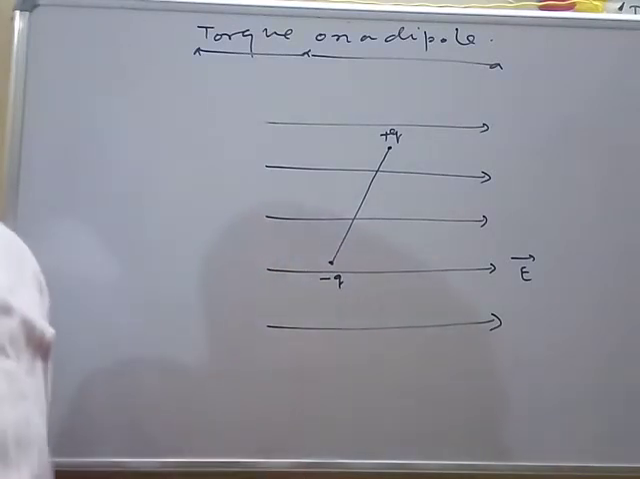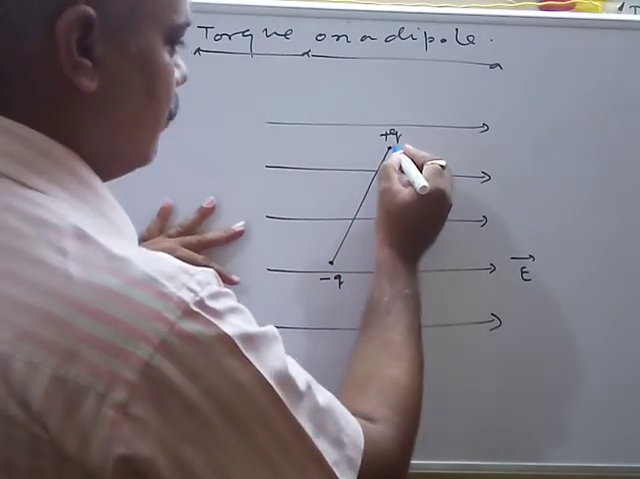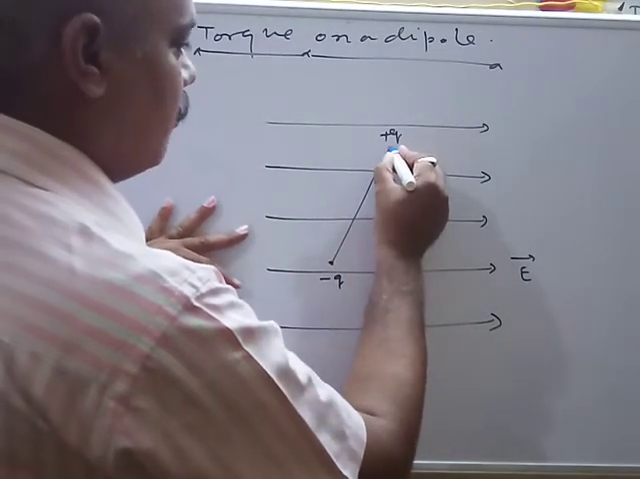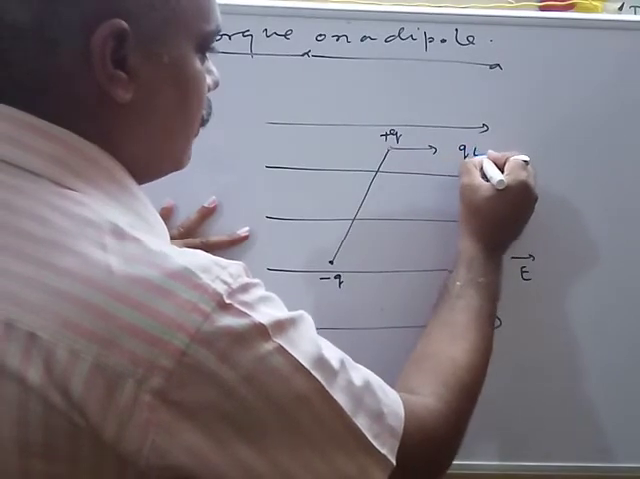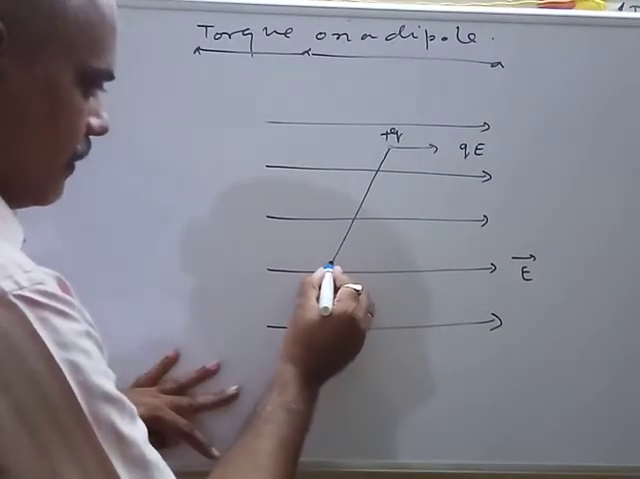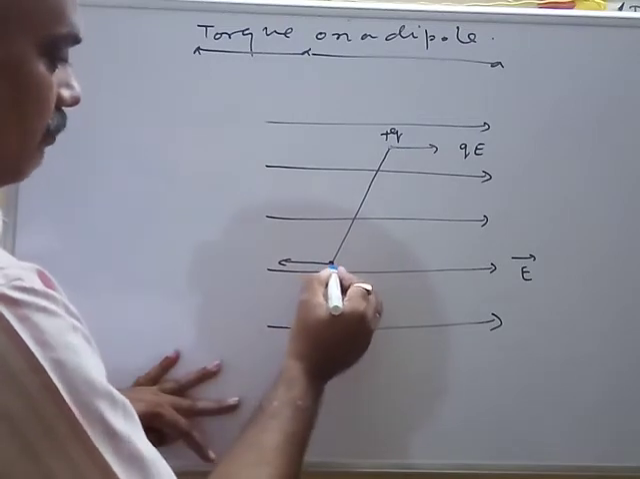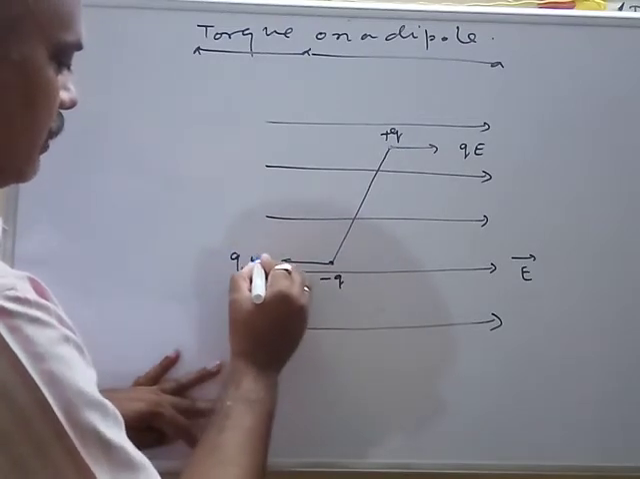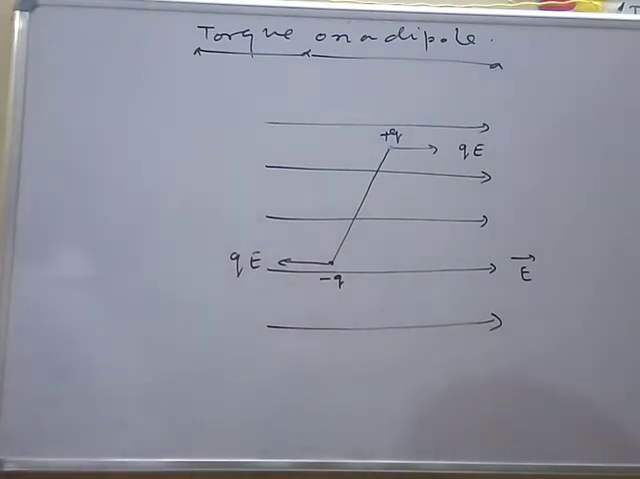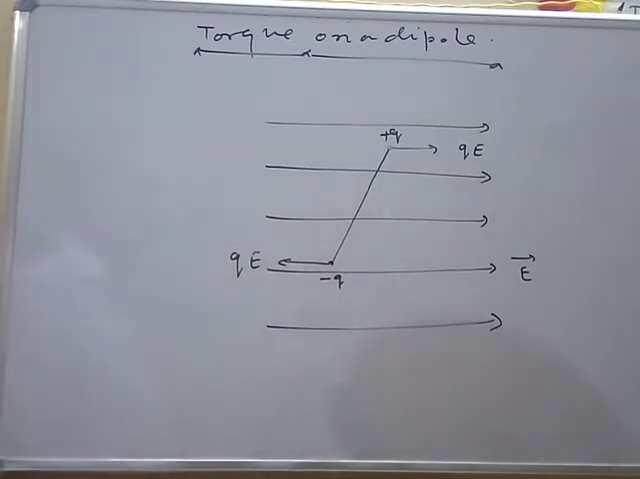When a charge is placed in a uniform electric field, it experiences a force qE. Using this concept, the plus q charge will experience force qE in the direction of field, while the minus q charge will experience a force of the same magnitude qE but opposite to the direction of the electric field.